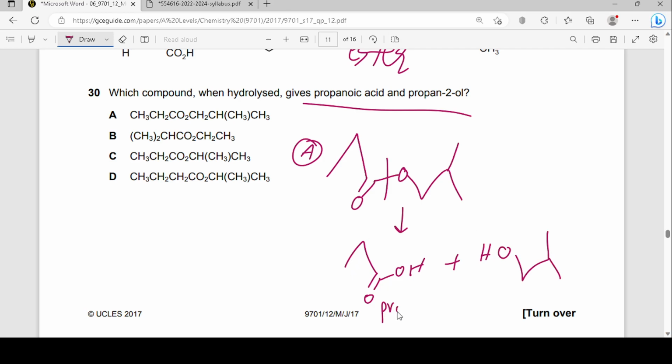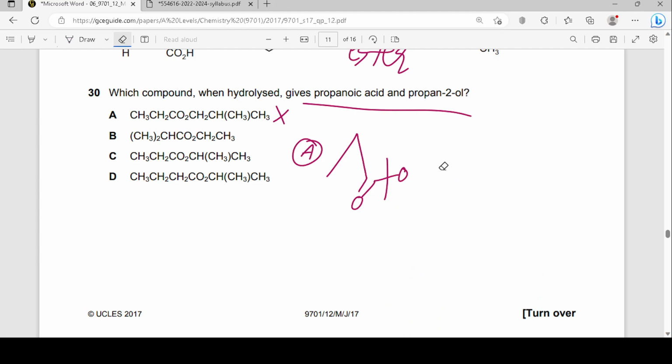Does it give me propanoic acid? Yes, it does. And does it give me propan-2-ol? Well, one, two, three, four. This one has four carbon atoms. It's definitely not propan-2-ol, is it? So maybe that's a better way to do it actually. I should have three carbon atoms on the acid side and three carbon atoms on the alcohol side. So using that logic, I already eliminated A. I didn't even need to do this working. You can easily eliminate A fast, I suppose.